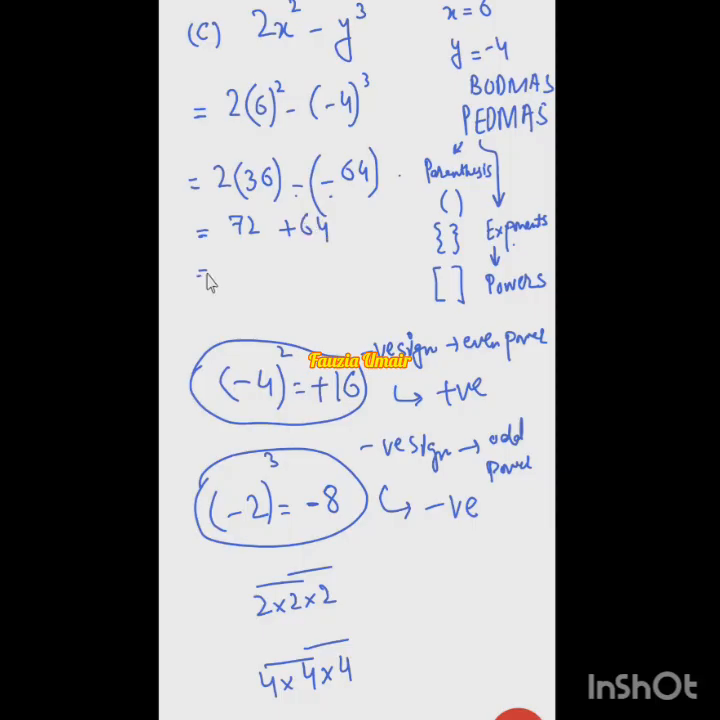What will be the final answer? 72 plus 64 is 136, right? So this is your answer. Are you clear with this? Yes, ma'am.